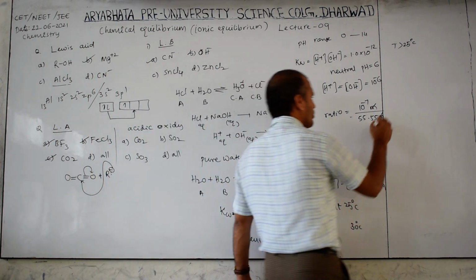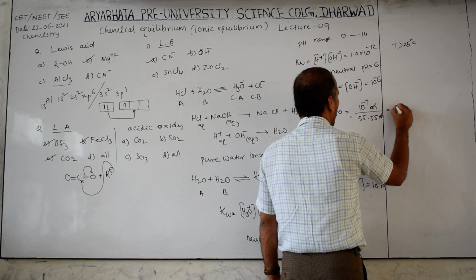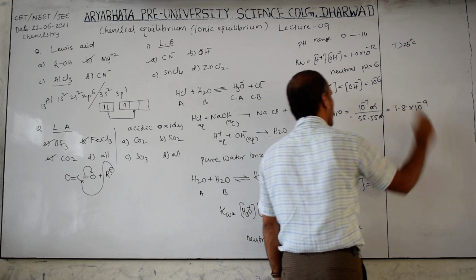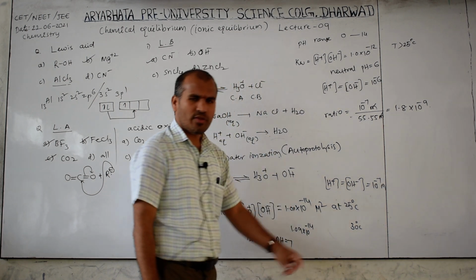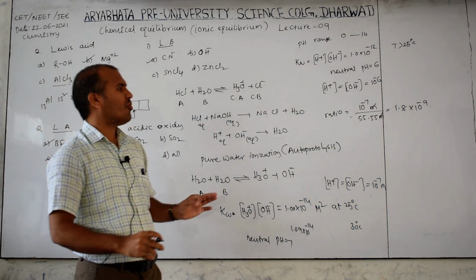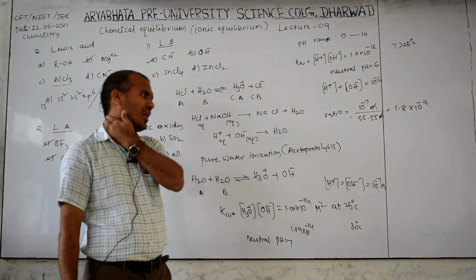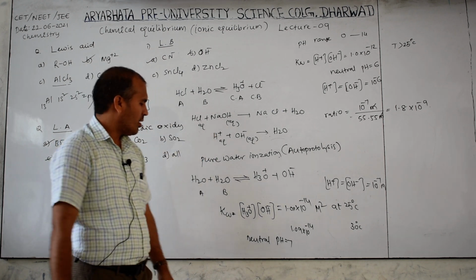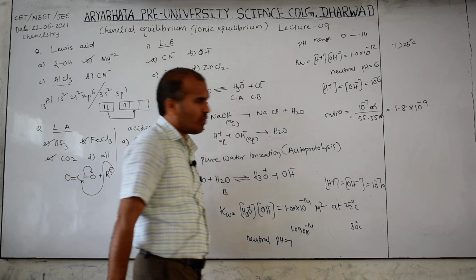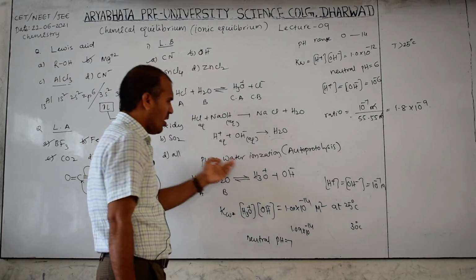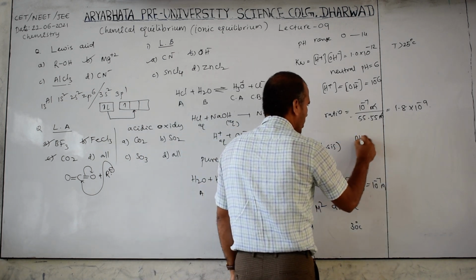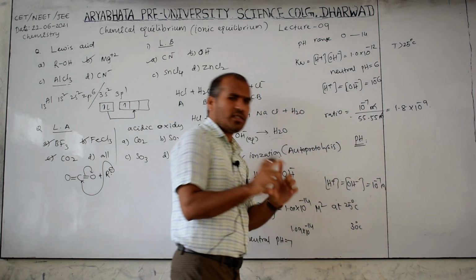Therefore now if you cancel, then you will get nearly 1.8 into 10 power minus 9 as the answer. This is the ratio of ionized form to unionized form of water. One time this question was directly asked in a competitive exam, so you have to remember that. So this is about the Kw or autoprotolysis.